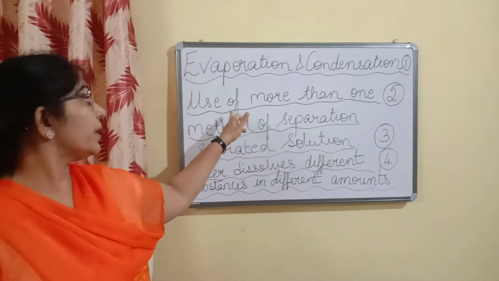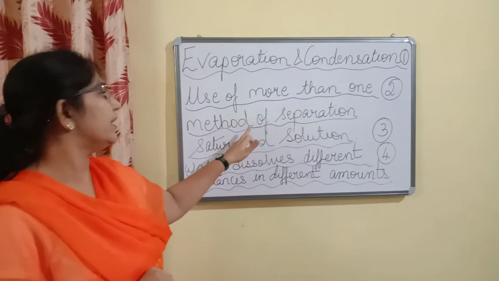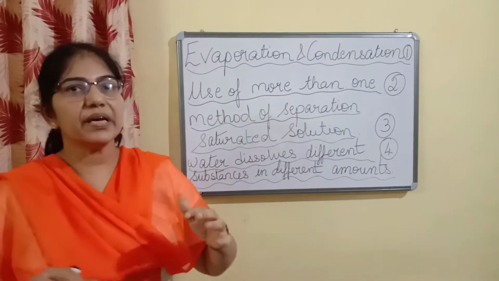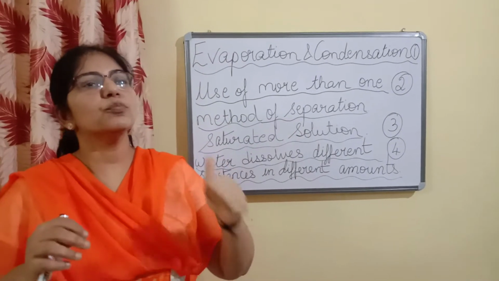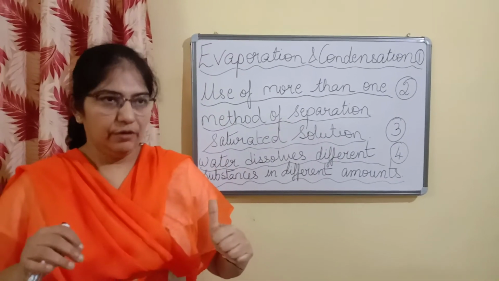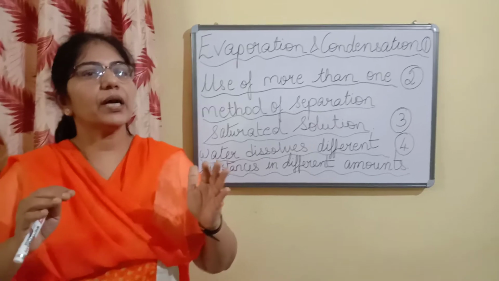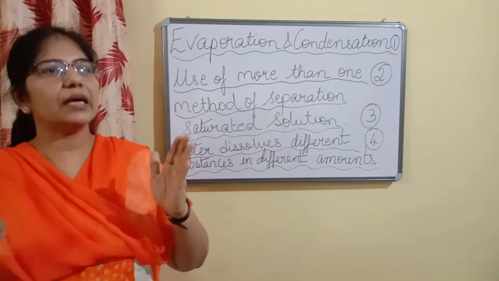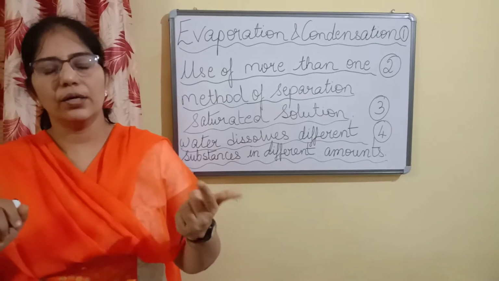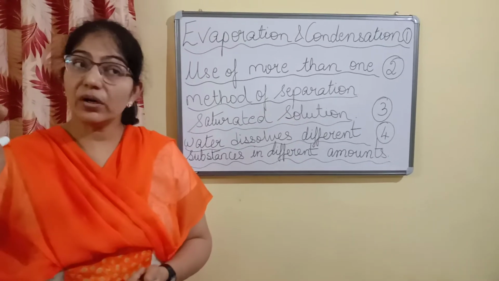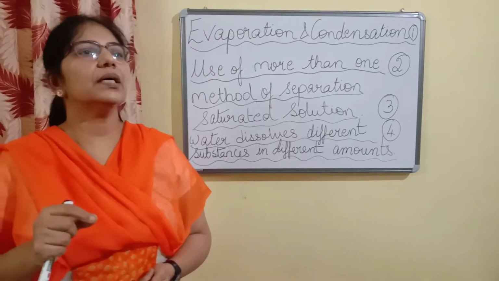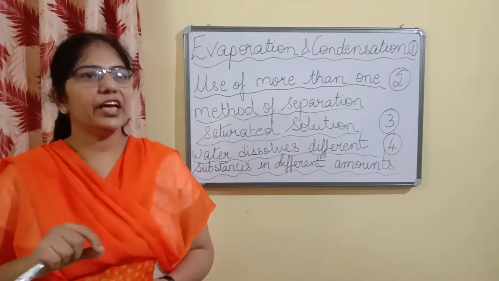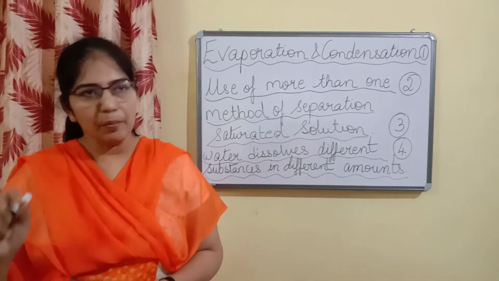Now the next topic is use of more than one method of separation. This means that we can use more than one method for separating different components from a mixture. Example I will give you. Take a mixture of salt and sand. We have already discussed earlier, children, that the method or the technique of hand picking is not at all possible.